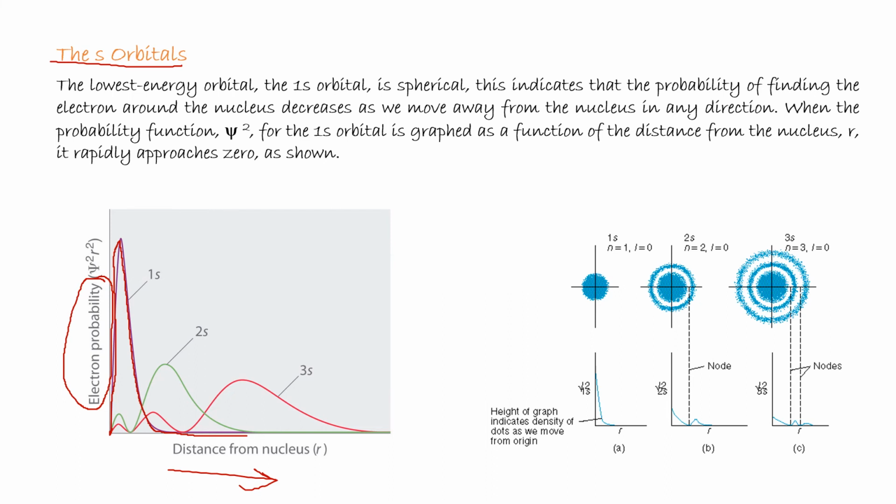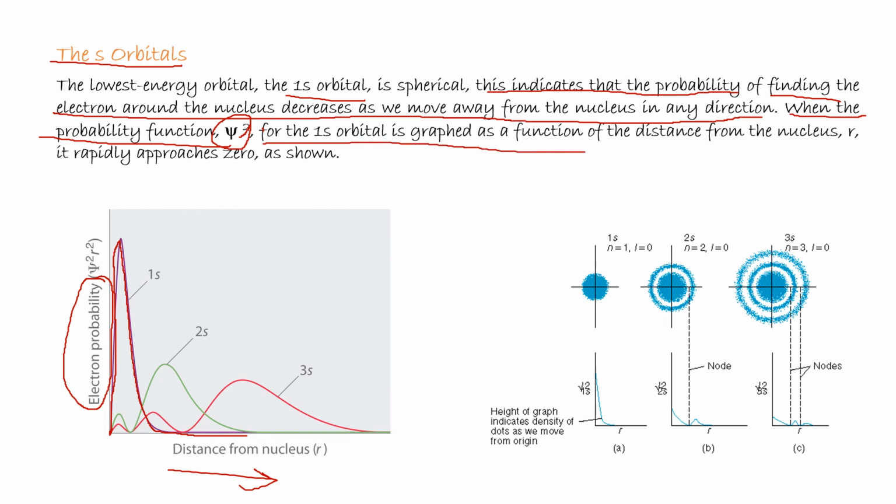The lowest energy orbital 1s is spherical. This indicates that the probability of finding the electrons around the nucleus decreases as we move away from the nucleus in any direction. When the probability function, ψ squared, for the 1s orbital is graphed as a function of the distance from the nucleus, it rapidly approaches zero, as we said here.